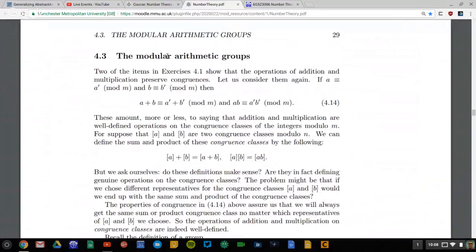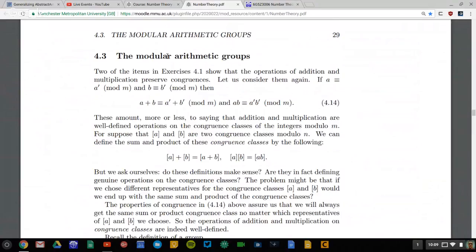What that means is, basically, these statements here in 4.14: if you took two congruent pairs, so A and A prime are congruent to one another, and so are B and B prime, then when you add A and B, you get something congruent to adding A prime and B prime. And the same thing for multiplication. When you multiply two integers A and B, rather than multiplying A and B, you can take two other integers, A prime congruent to A, B prime congruent to B. You multiply those, you get a different integer, but you get something in the same congruence class.